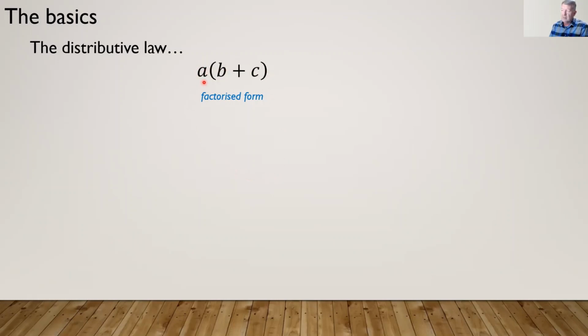So what we're going to do is apply this A in red. We're going to multiply that by the B. And what do we get when we do that? We get AB, A times B.